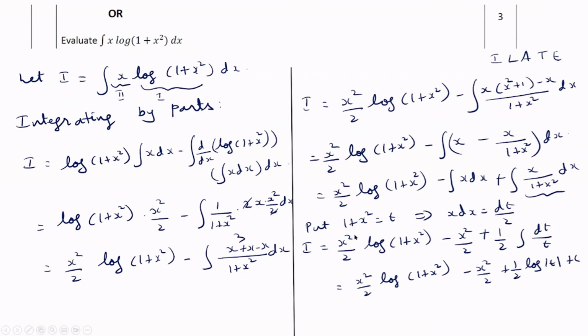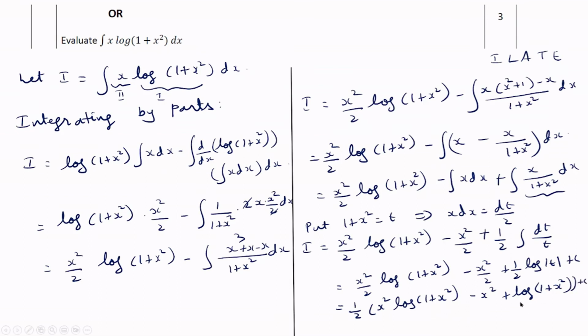T we have taken as 1 plus x square. Here half is common, let us take it outside. So this is equal to half of x square log of 1 plus x square minus x square plus, in place of t we can put 1 plus x square. Since 1 plus x square is a positive term, we can write it as 1 plus x square plus c.